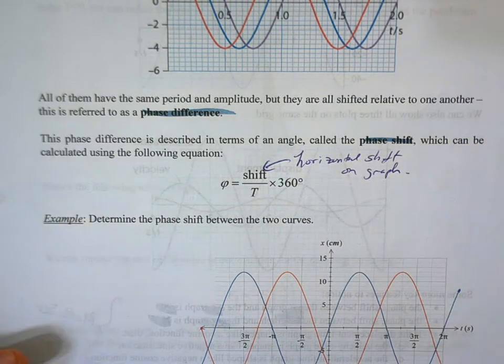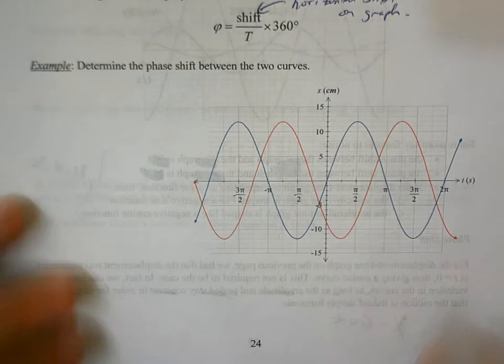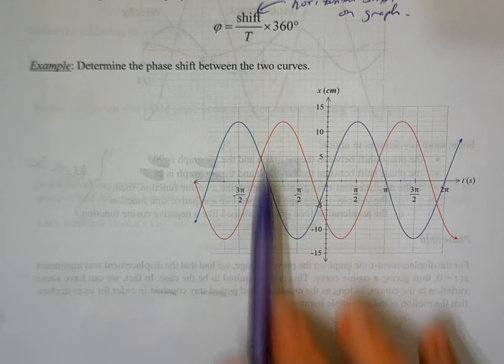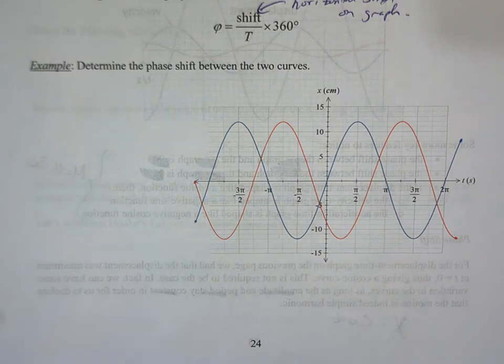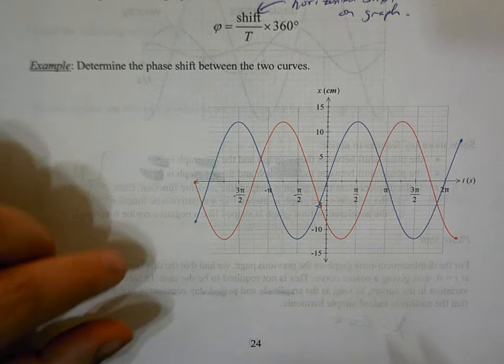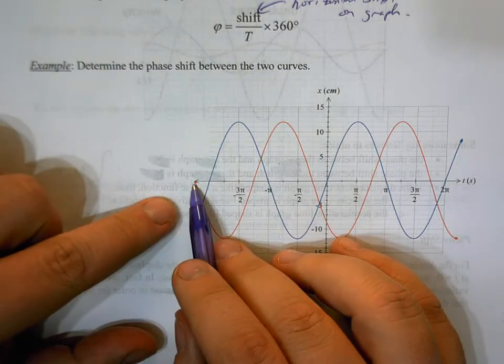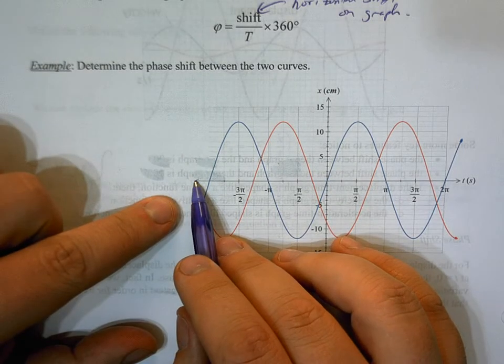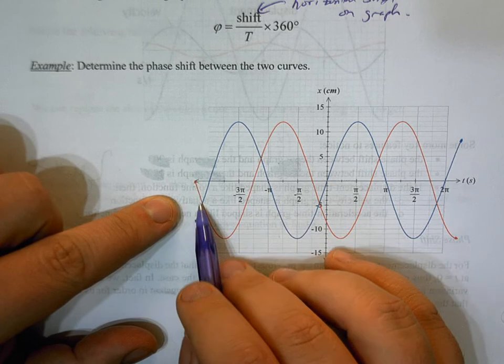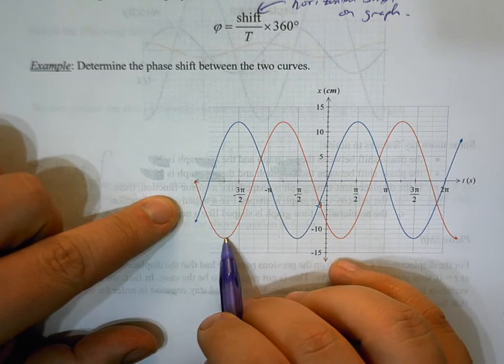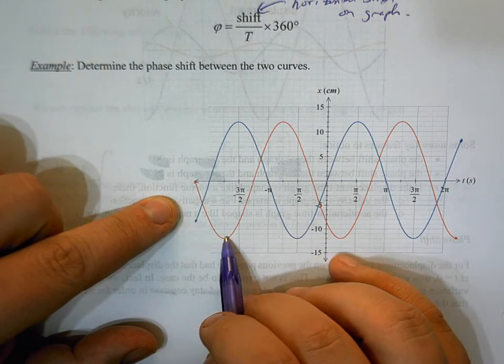So let's have a look at this in a quick example. I have two curves, this blue curve and this red curve. I would like to find the phase shift between them. What we need to do is find two points on the different curves that are identical points for both curves. So for example, I'm starting at this equilibrium position, and then I'm going down to this minimum here.